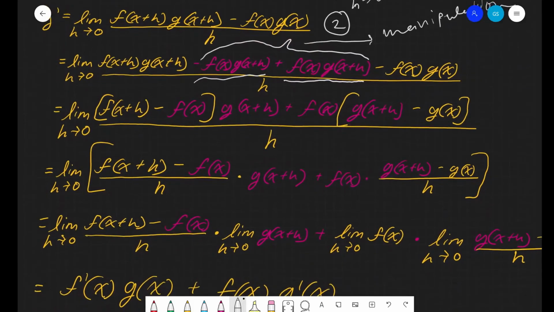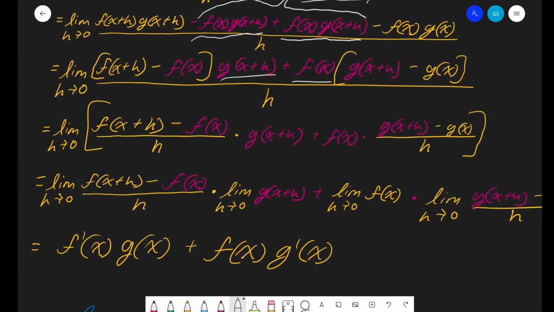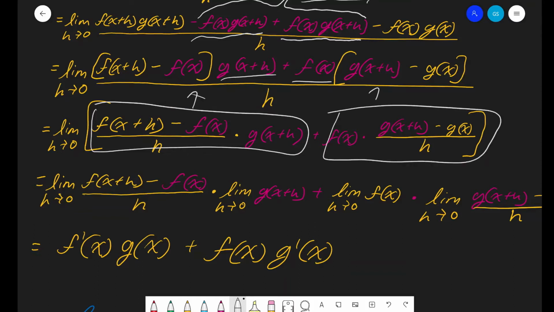I just did some simple factoring after that. I grouped the g of x plus h terms that were multiplying by that, and also the terms that were multiplying by f of x. I just split up the entire thing and put brackets around it. This part is just the same as what was going on before, and this part is still the same as what's going on here.